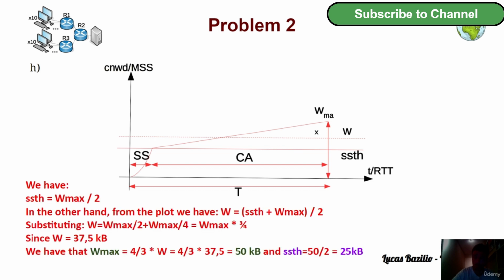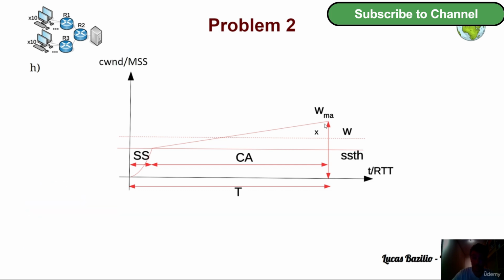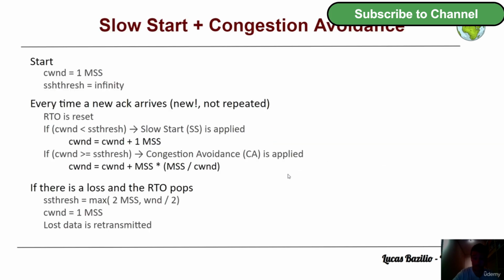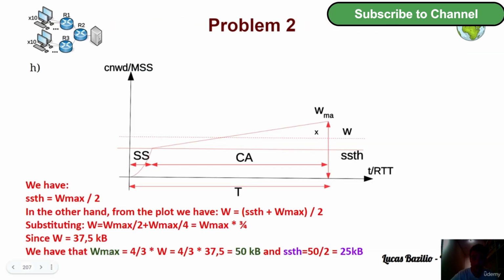So remember, the value of the slow start threshold, we already calculated this on question H, the previous question. The value of the slow start threshold is 25 kilobytes. And so we begin until we arrive to this value. Remember that this value is the maximum value of the window, which we also calculated. The maximum value of the window is 50 kilobytes. Then we only need to calculate the difference to get the value in kilobytes that we have increased.